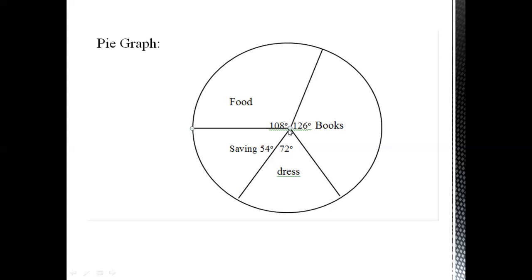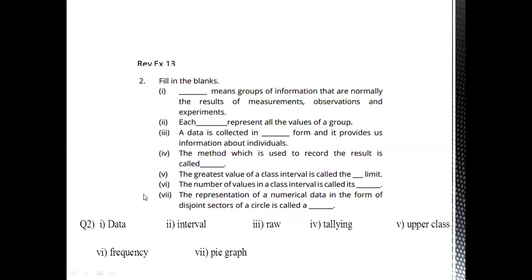Now you put your protractor facing this side, the midpoint on this point, and the zero line should be on this line. You can check it, the last angle should be 54 degrees. So like this you will draw the pie graph. The second question you will do by yourself, that will be your homework.